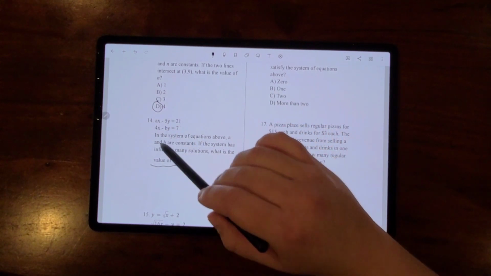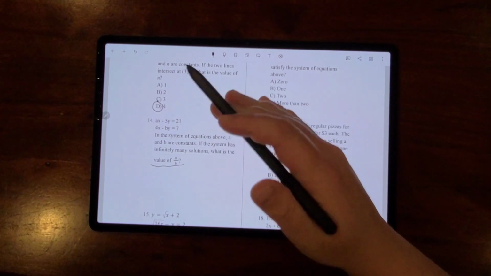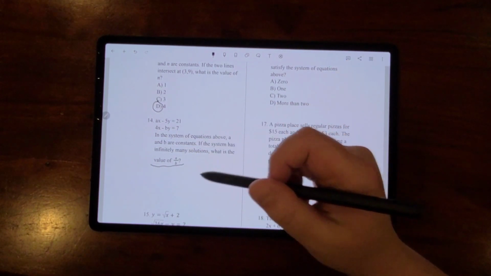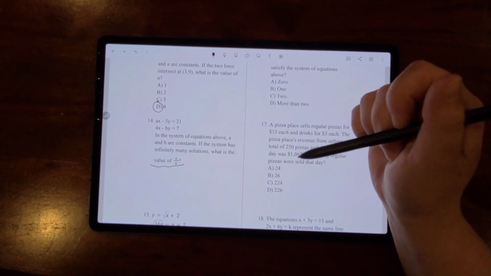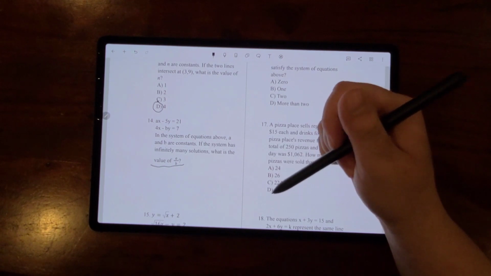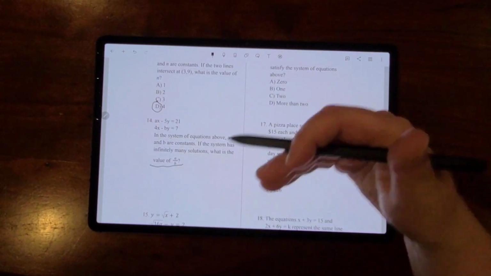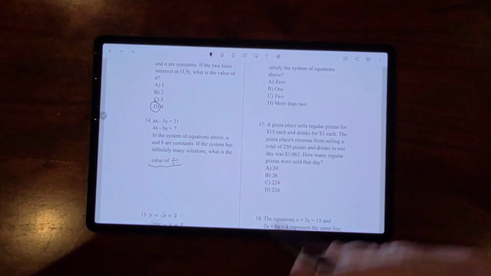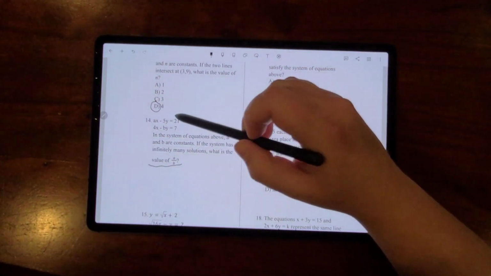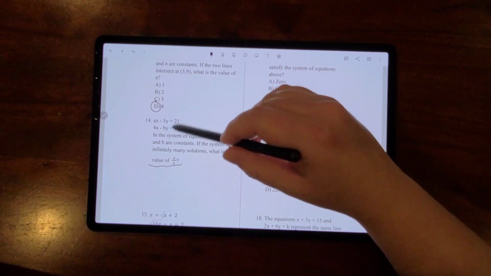So infinitely many solutions, remember with no solutions or infinitely many, we're trying to get the equations to look as similar as possible. With infinitely many, we want to have the exact same equation, because if there are infinitely many points that work for both, infinitely many points of intersection, that means they're right on top of each other. Every single x and y is the same. They're the same line.